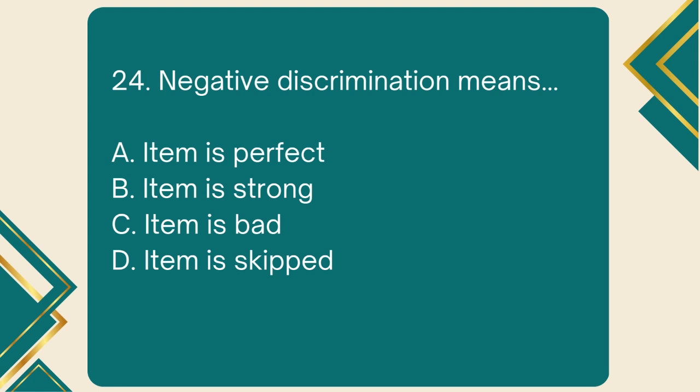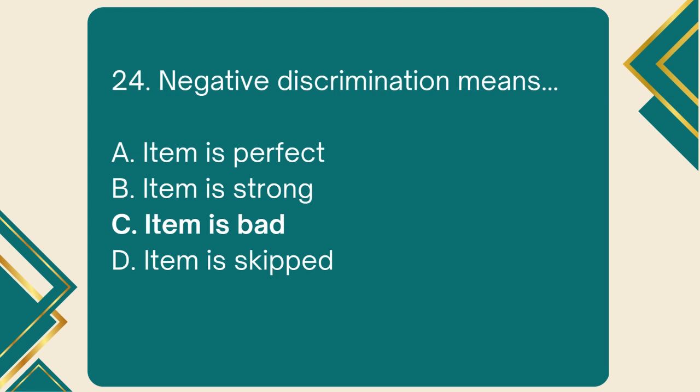So let's proceed to number 24. Negative discrimination means A. Item is perfect, B. Is strong, C. Item is bad, D. Item is skipped. And the correct answer will be C, item is bad. Negative means wrong functioning.